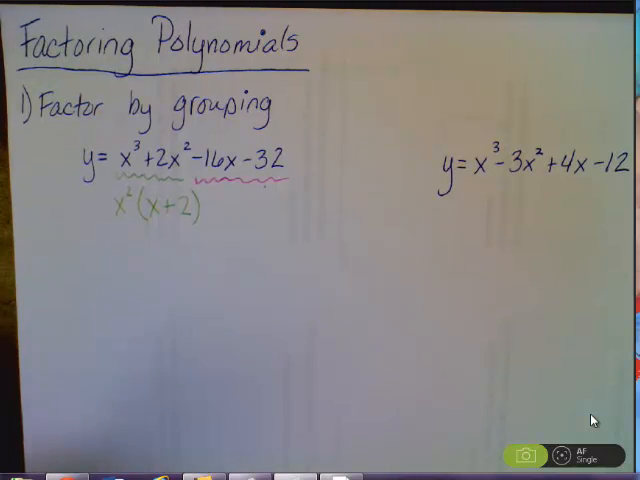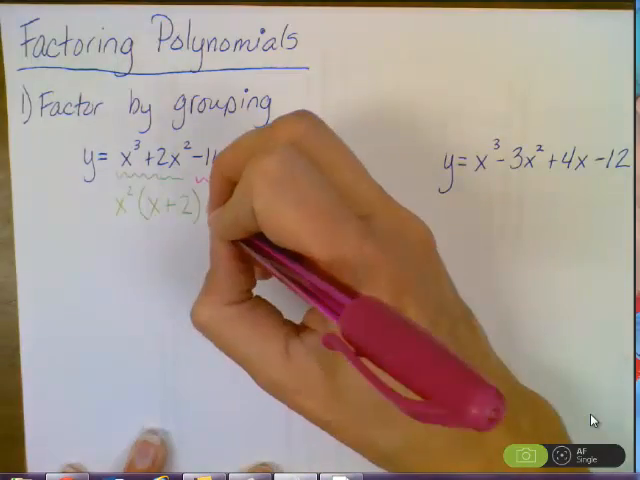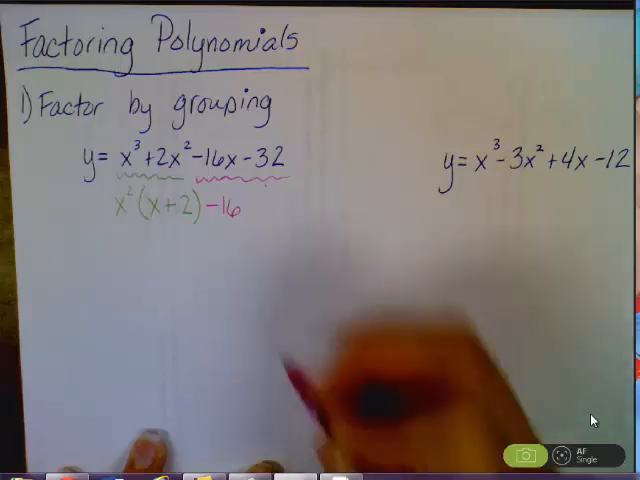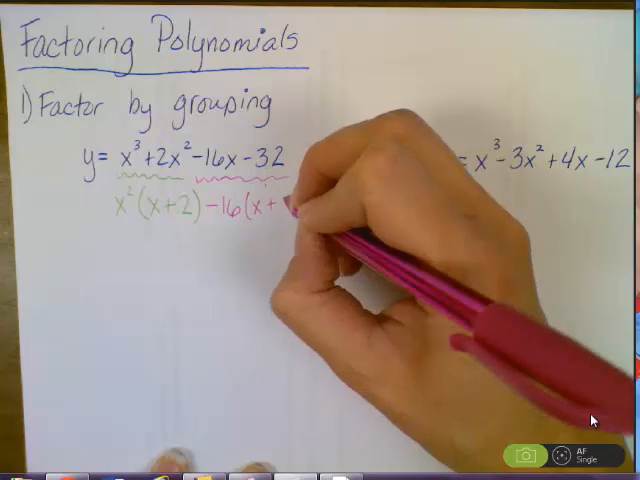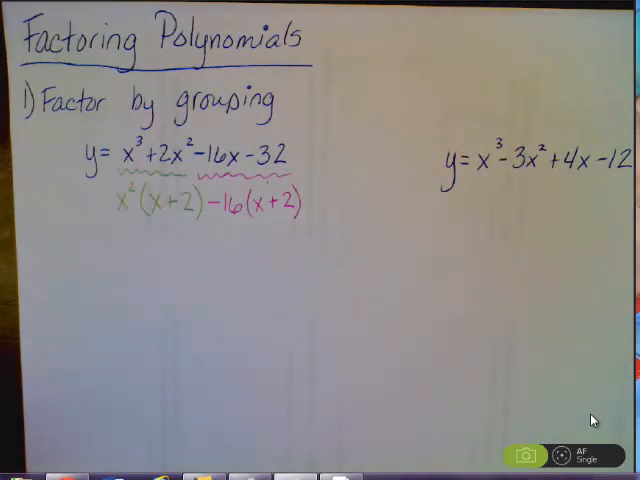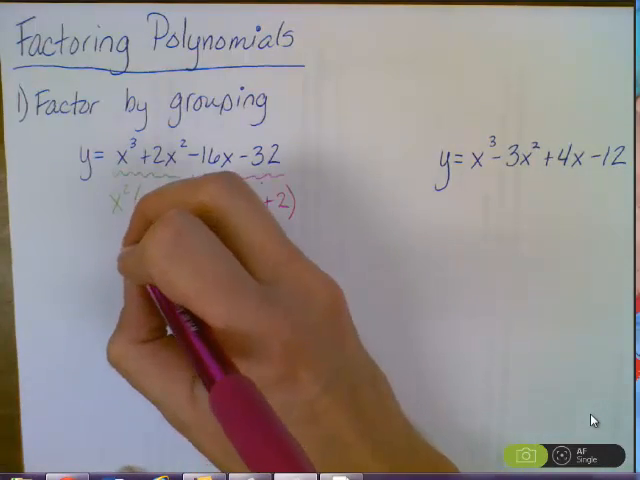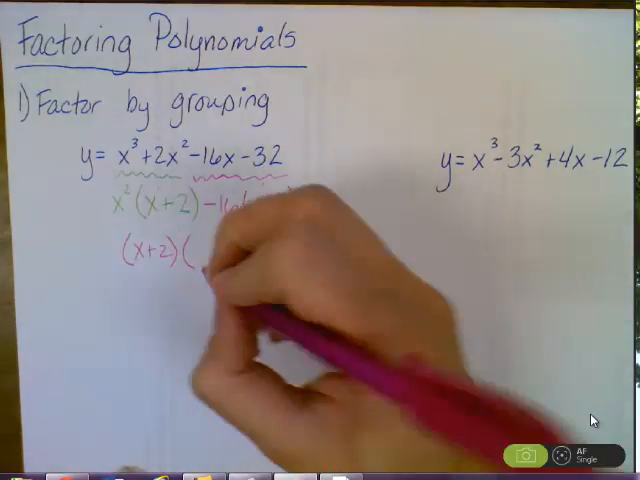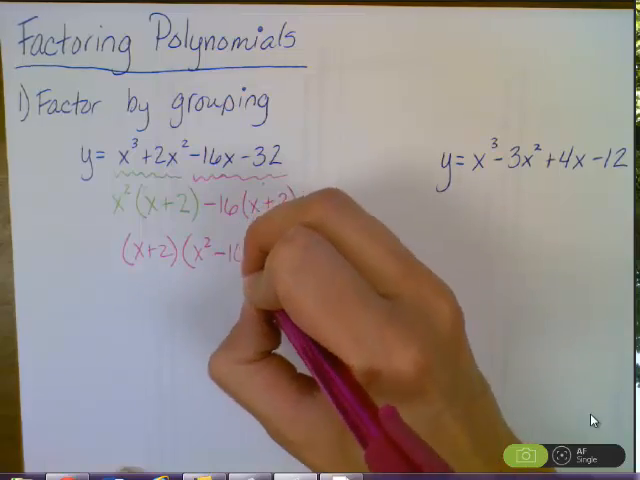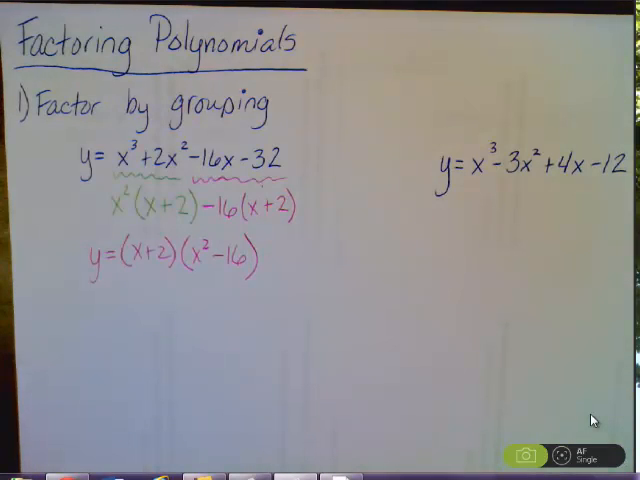Now I'll look at my second 2 terms. What do these both have in common that I can divide out? I can divide both of them by -16, and then I'll have an x left plus a 2. Now I can see that both of these have an x plus 2, so I can take out the x plus 2, and then what do I have left? X squared minus 16. Still have my y equals out front. This is closer to being factored, but I can actually do more now.